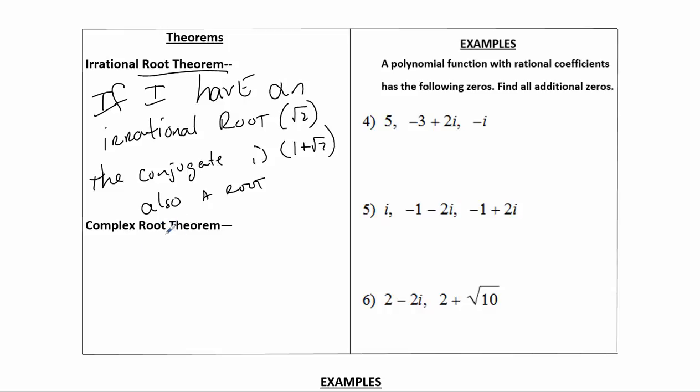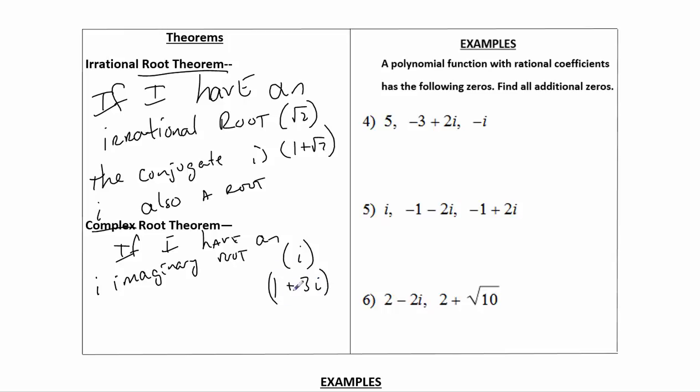The complex root theorem states basically the same thing. It says if I have an imaginary root, okay, remember complex roots are i's, imaginary are also i's. So if I have an imaginary root, the letter i, or say 1 plus 3i, those are imaginary roots because they contain the letter i, then the conjugate is also a root. Now, conjugates, what the heck is that? Conjugates, we actually did a little bit of conjugates before. We didn't really go into great detail with them, but we did a little bit.